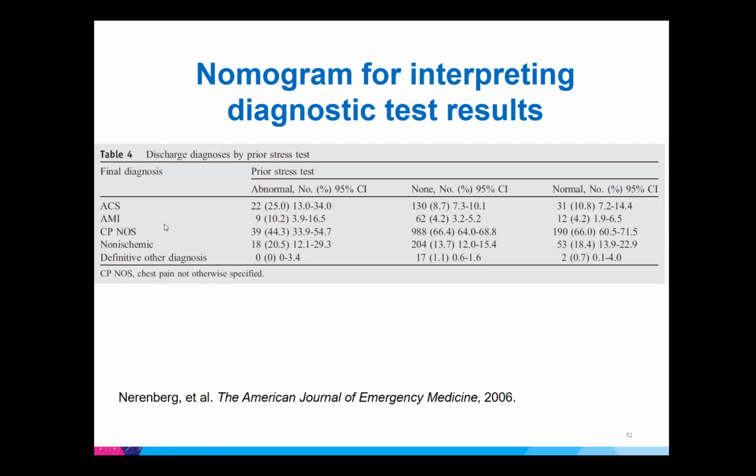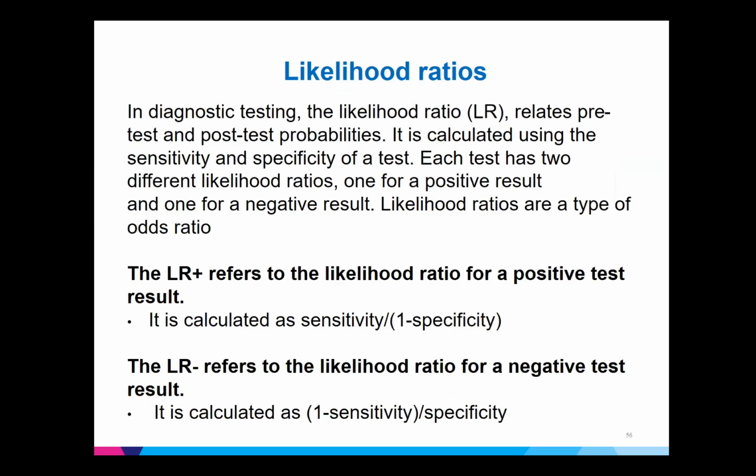So I have this example. If I tell you that ACS, AMI, seeing chest pain here, was a positive diagnosis, and non-ischemic and definitive other diagnosis was a negative diagnosis. And then you have stress tests, where you have abnormal, none, and normal. I'll skip ahead because of time.